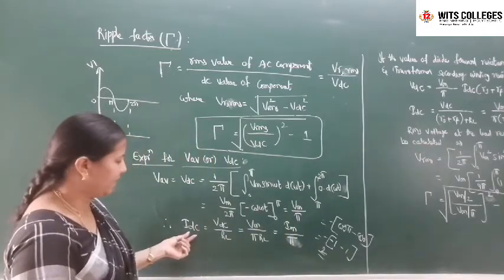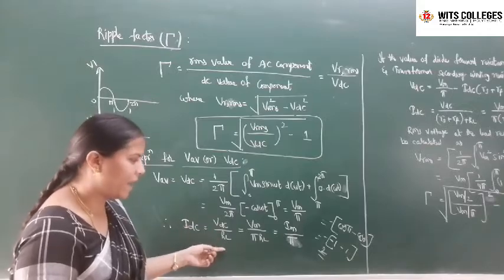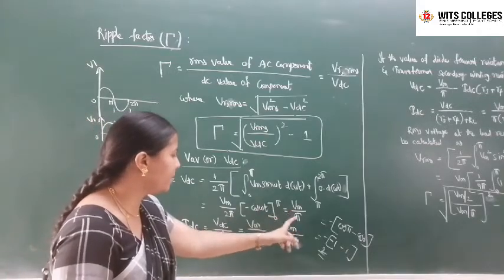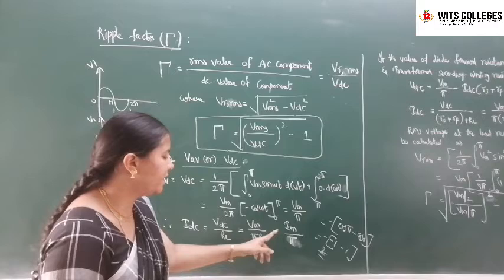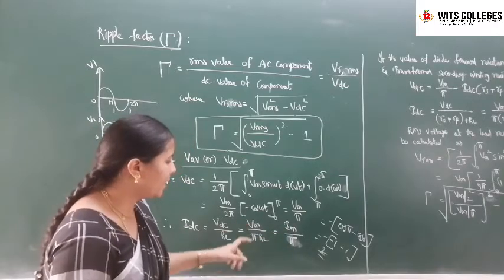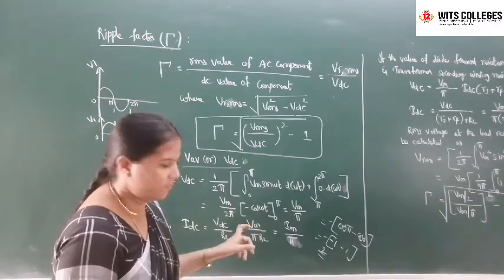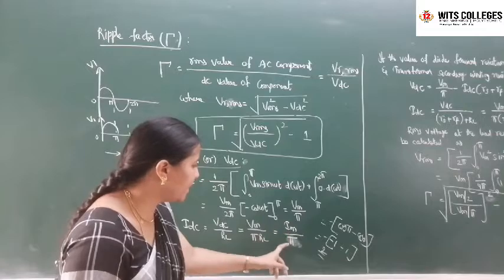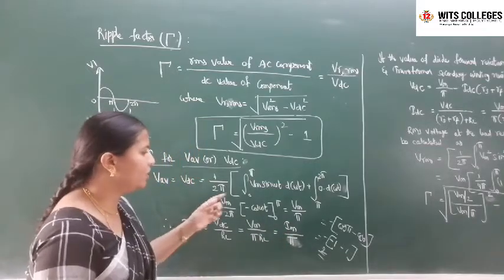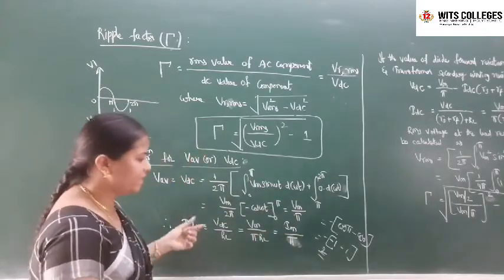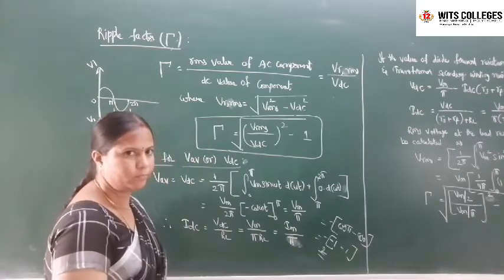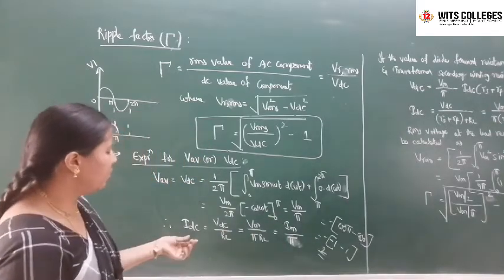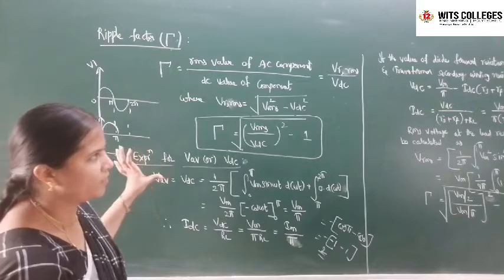Coming to the DC current, IDC equals VDC by RL. VDC we got as Vm by pi, so Vm by pi RL. Vm by RL equals Im, so you will get Im by pi. So what is the DC voltage? Vm by pi. What is the DC current? Im by pi. So these are the DC voltage and DC current for the half wave rectifier.